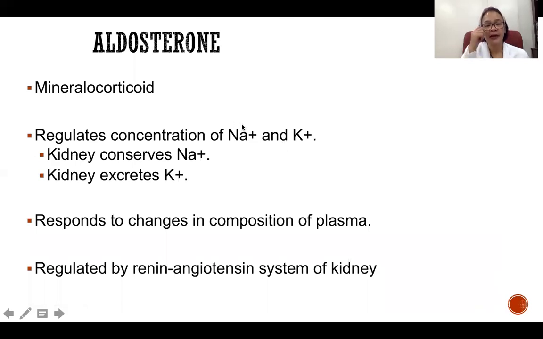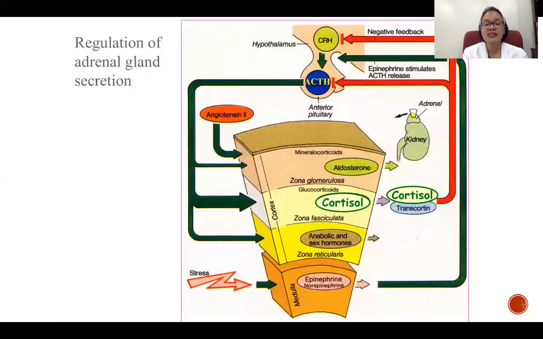Okay, and aldosterone is a mineralocorticoid. As I mentioned, it regulates the concentration of both sodium and potassium, wherein the kidneys will conserve your sodium and excrete your potassium. It responds to changes in the composition of the plasma and is regulated by your RAS, the renin-angiotensin system of the kidney. So this is how the adrenal gland secretion is regulated.